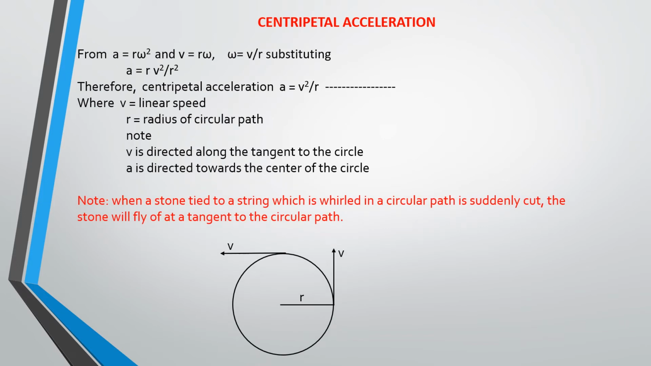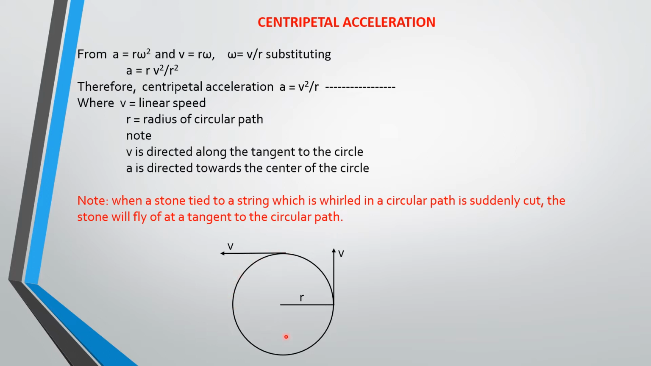Okay, so this is what I just discussed and described. You can put this down in your notes. I want you to take note of this: when a stone tied to a string and whirled in a circular path is suddenly cut, the stone will fly off at a tangent to the circular path.